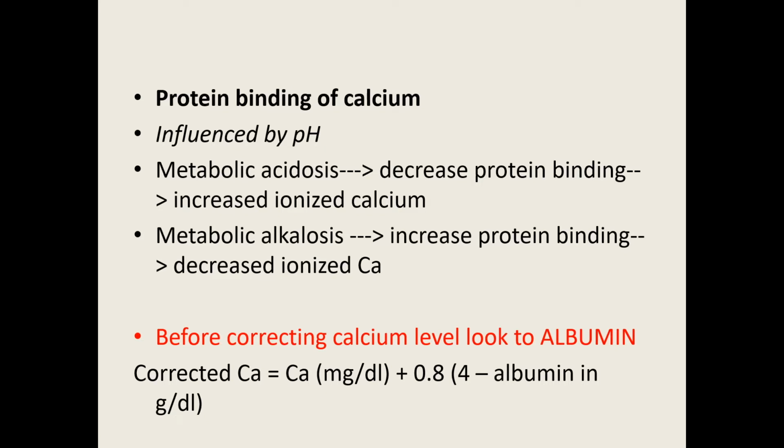Another important thing is that before correcting the calcium, we must look at the albumin level. So corrected calcium is the measured calcium plus 0.8 into (4 minus the measured albumin). So if a patient has an albumin of 2 gram, then 0.8 into (4 minus 2), that is 2 into 0.8, it is 1.6. So we have to add 1.6 to the measured calcium to get the corrected calcium level.